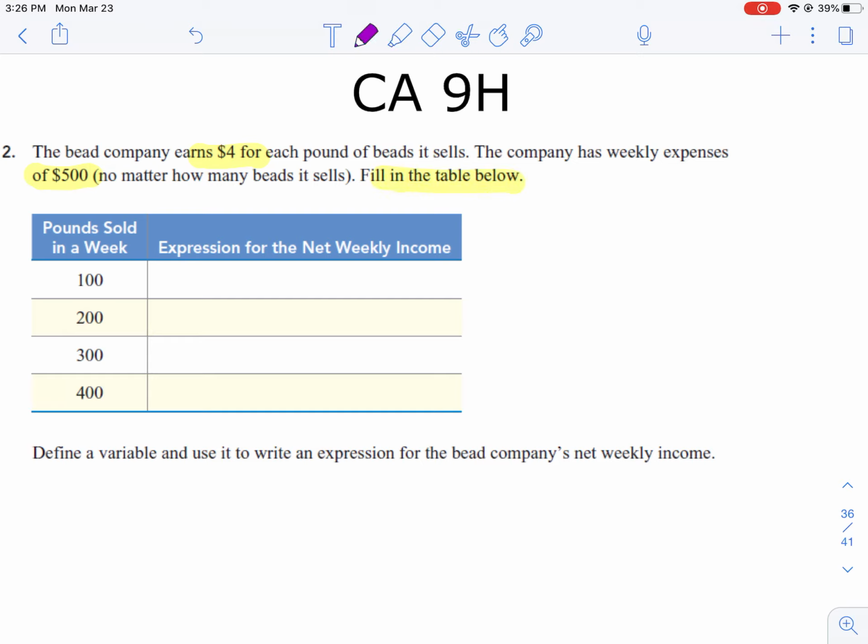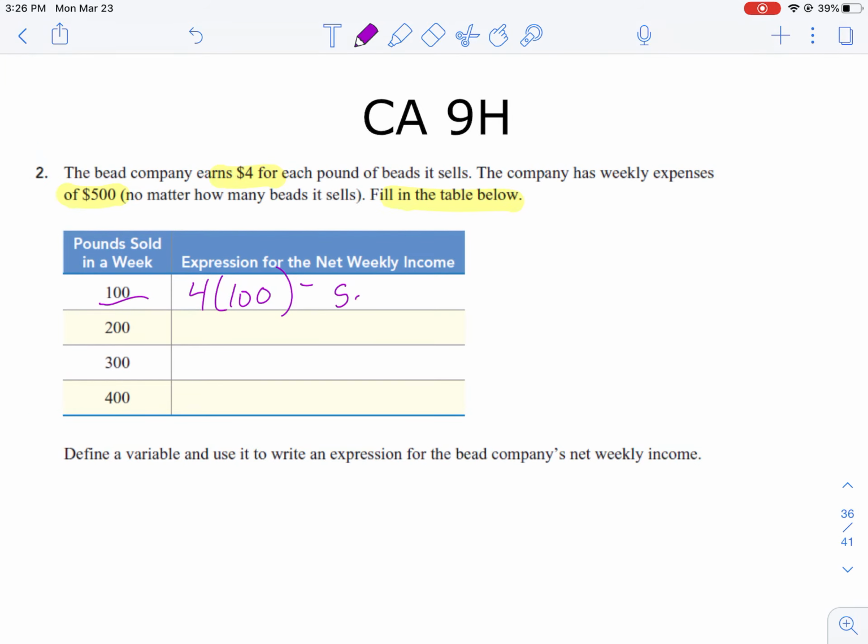Well, here, if it's selling at $4 and there's 100 beads, it's going to be pretty natural for kids to take 4 times 100. Probably unlikely that they're going to take 4 plus 4 plus 4 plus 4 plus 4 a hundred times to get 400. And so then this sets them up nicely. There's $500 in expenses. The next value is 200. If they sell 200 beads, that's 4 times 200 minus 500. 4 times 300 minus 500, and 4 times 400 minus 500.